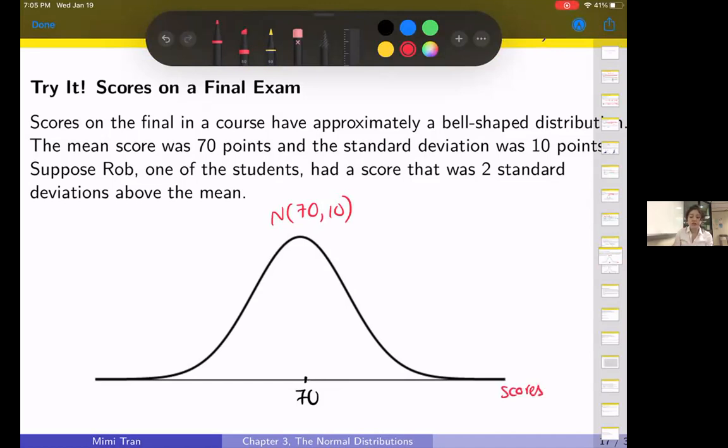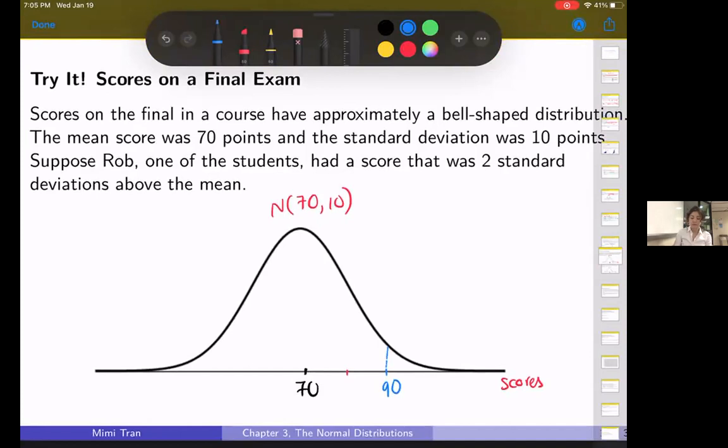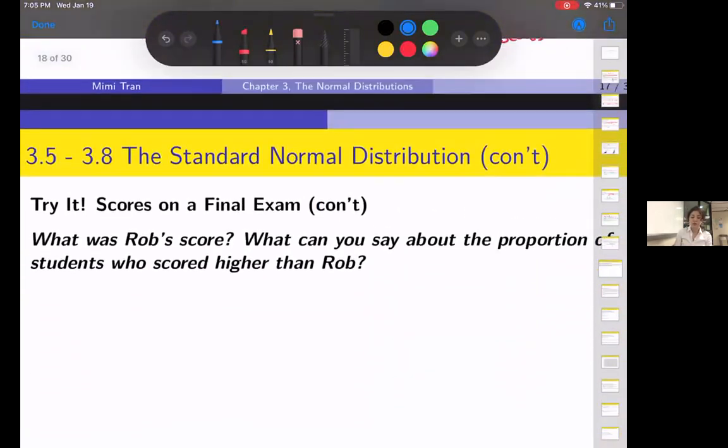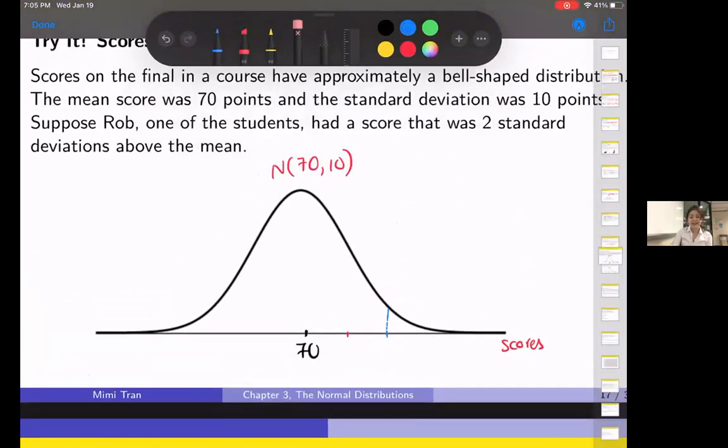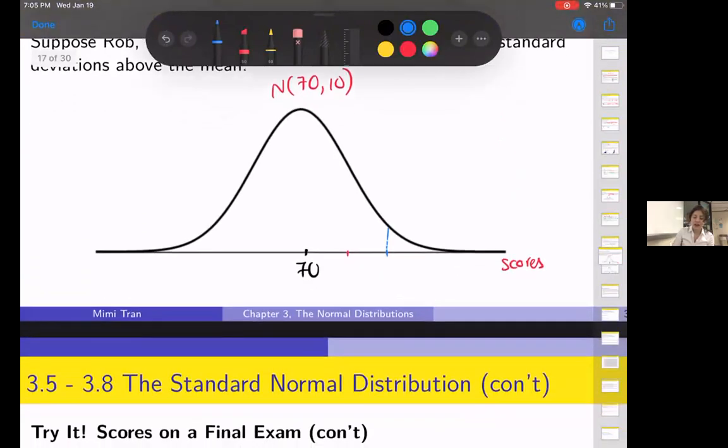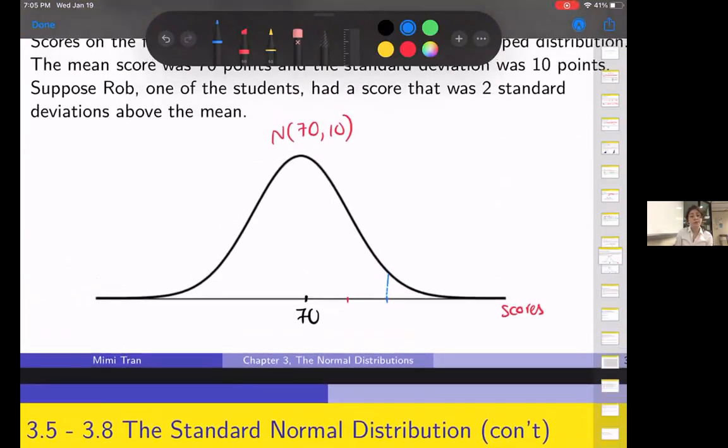Suppose Rob, one of the students, had a score that was 2 standard deviations above the mean. 1, 2. So right here at 90 points, 90 out of 100. That's pretty good. What was Rob's score? Oh, I'll tell you the answer. What was Rob's score? I know that he is 2 standard deviations above the mean, so that means on the right of the mean.